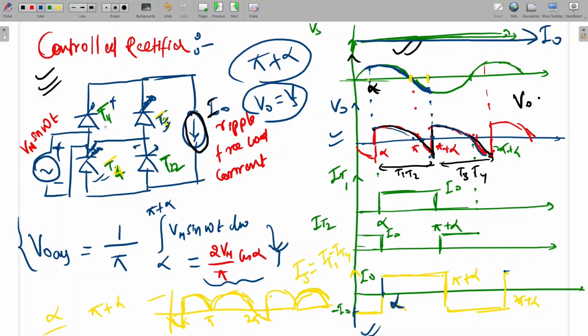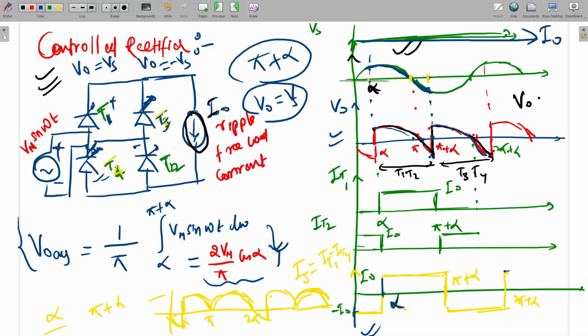This current will not become zero. Because the output is highly inductive, this current will flow through the already conducting switches. Since an inductor does not allow a sudden change in current, this current will flow through T1, T2. When T1, T2 conduct, what will be the value of output voltage? VO will be VS. And when T3, T4 conduct, VO will be minus VS.